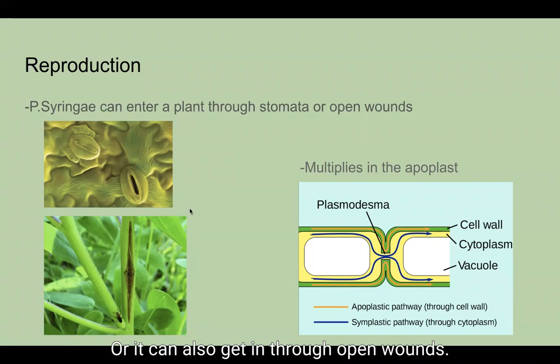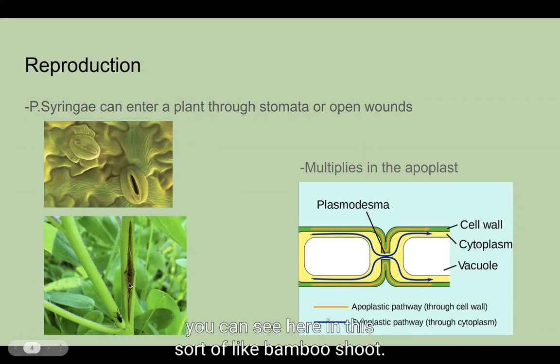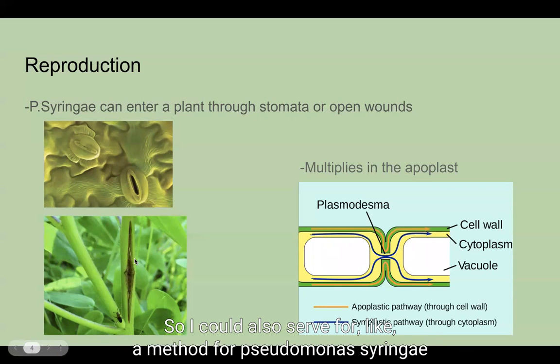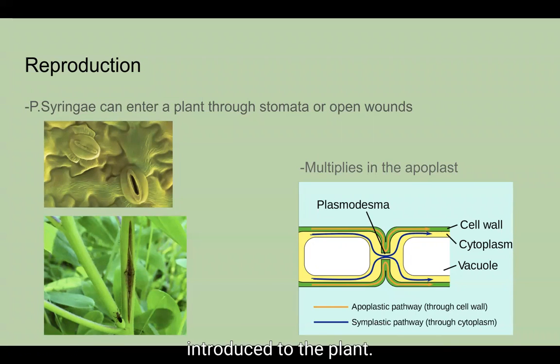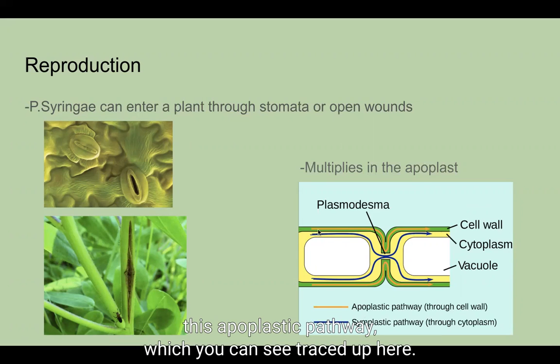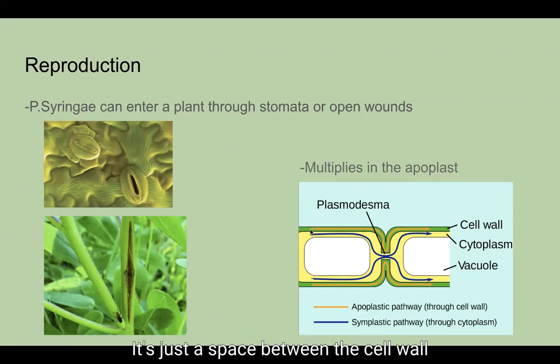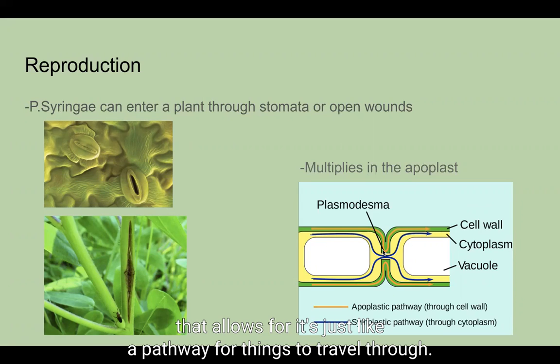Or it can also get through open wounds. So you can see here in this bamboo shoot, there's a big old crack in it. That could also serve as a method for Pseudomonas syringae to be introduced to the plant. It multiplies in the apoplast, which is this apoplastic pathway, which you can see traced out here. It's just a space between the cell walls, a pathway for things to travel through.